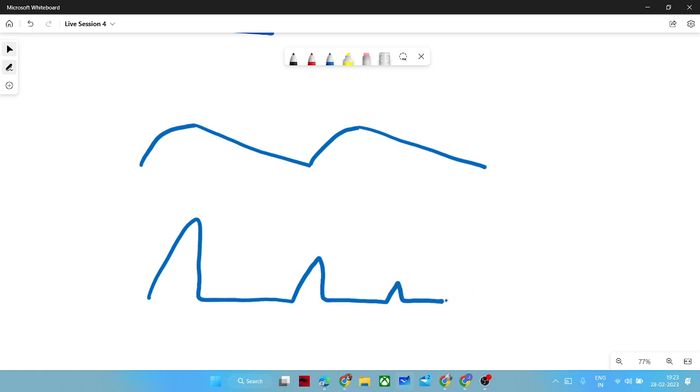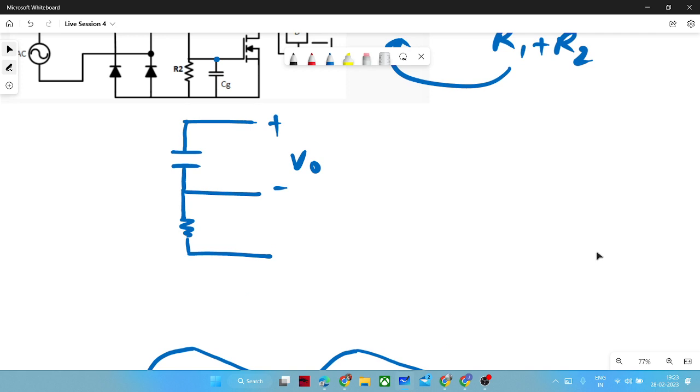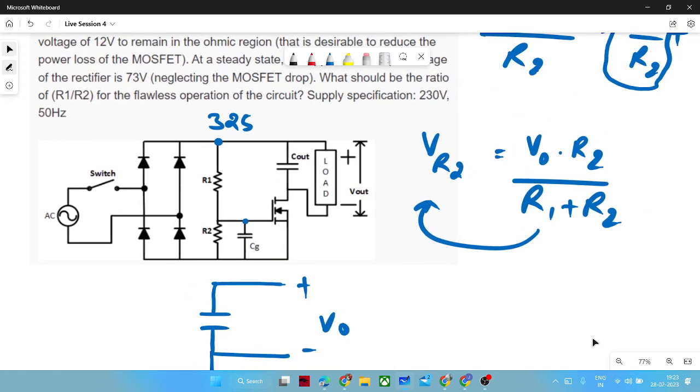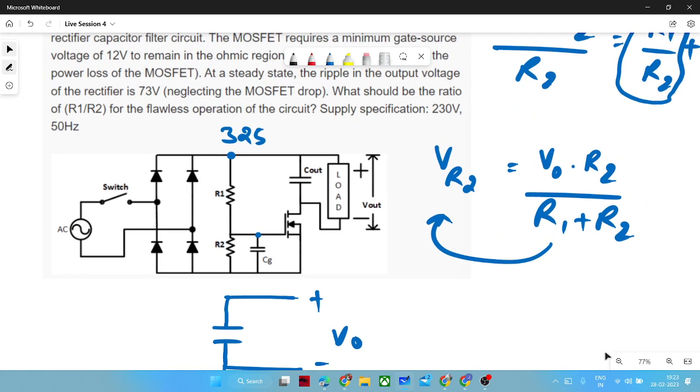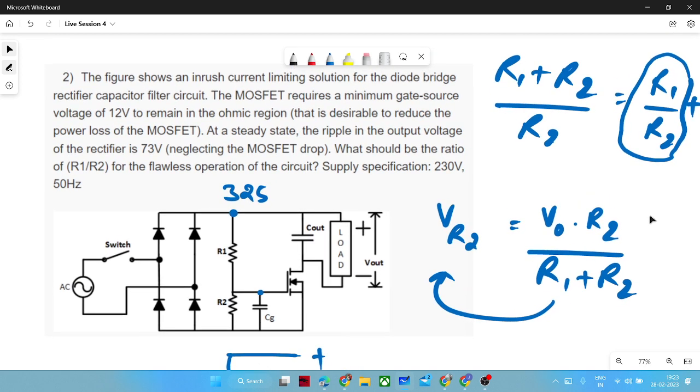So this is not a steady state. Now it is into a steady state. So anyway, ripple will be there in the steady state. So you will have to consider the limiting value of voltage. It requires a minimum.